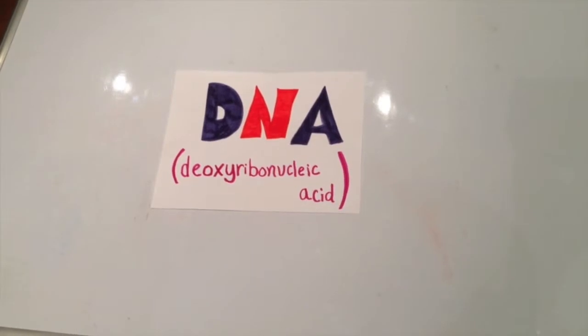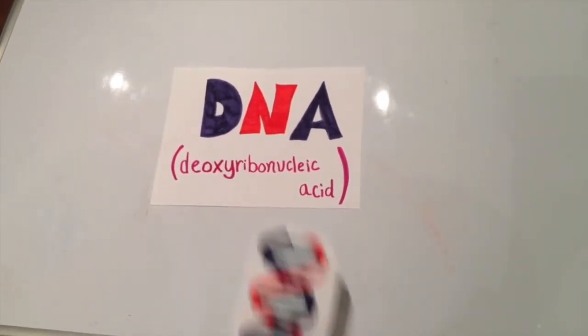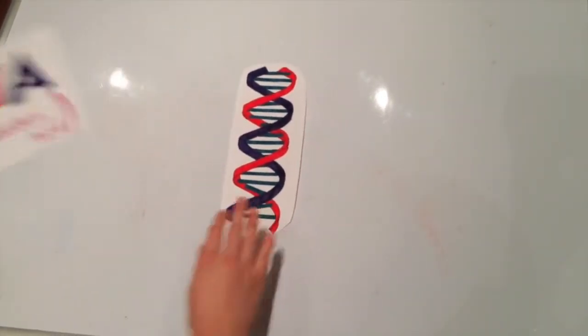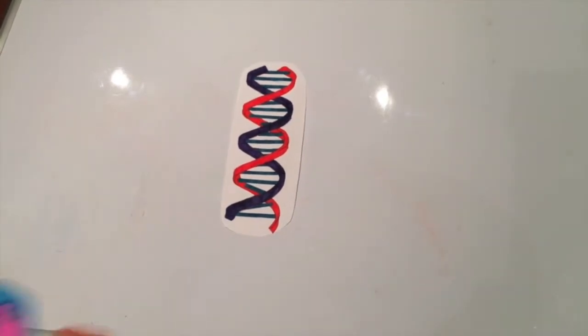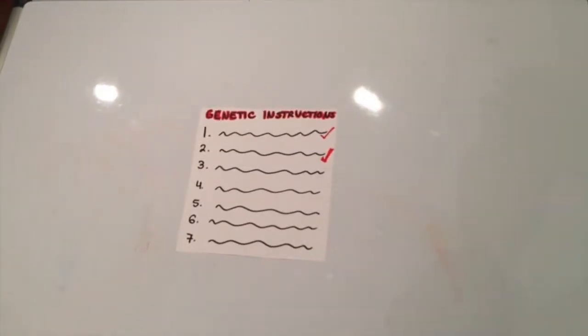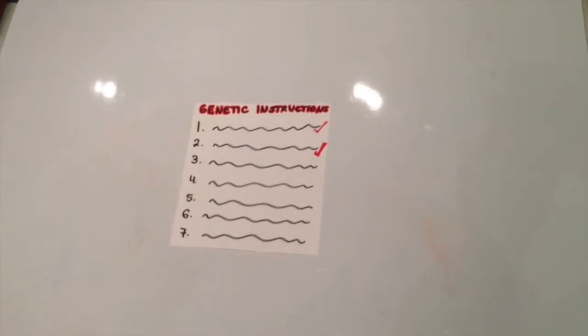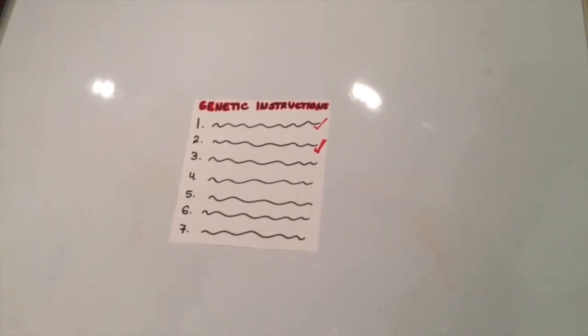This is DNA, deoxyribonucleic acid. It forms a double helix structure and is found within the nucleus of each cell in the body. DNA contains all of our genetic information. It is like a set of instructions giving each cell the directions that tell it what to do.